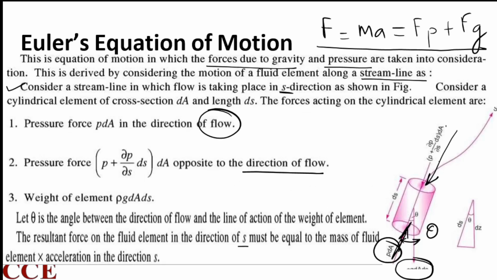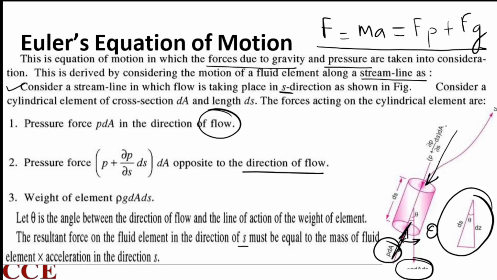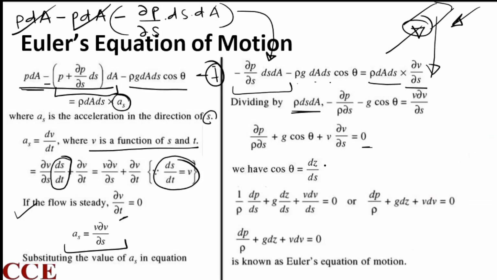But by the triangle, if we look at this small triangle, cos theta can be written as dz by ds. Putting this value in the above relation, 1/rho dp/ds plus g dz/ds plus v dv/ds is equal to 0. Or I can say that dp/rho plus g dz plus v dv is equal to 0. Now this equation is known as the Euler's equation of motion.